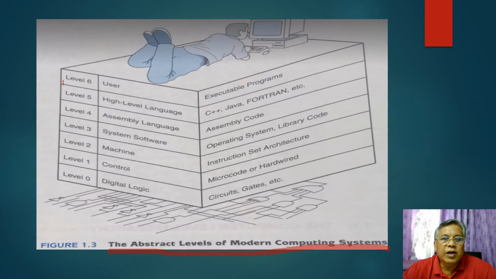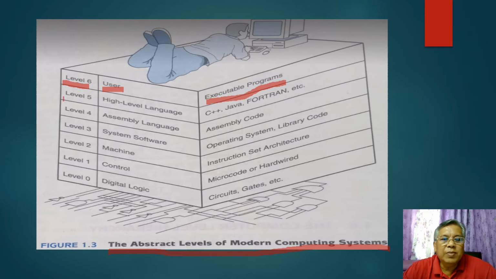For level 6, this is the user level. This is where executable programs are run. For example, Microsoft Word, Microsoft Excel, or games, if you want to play Dota, for example, it is at this particular level that we execute these application programs.